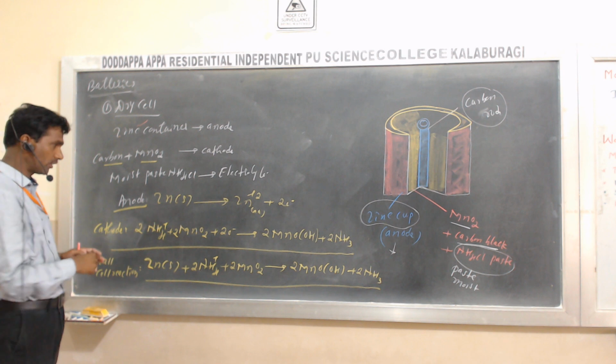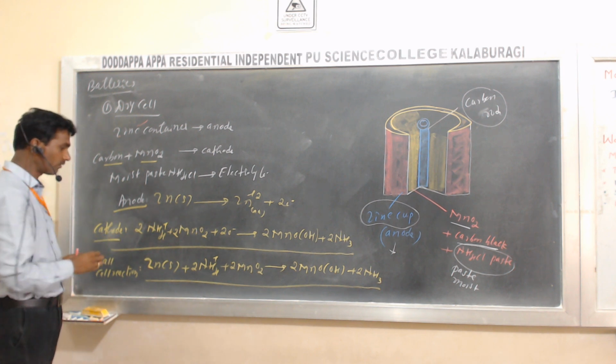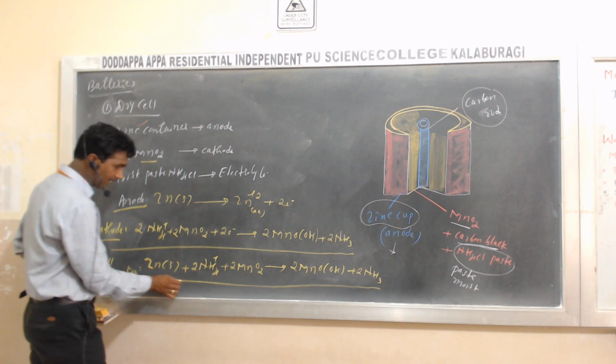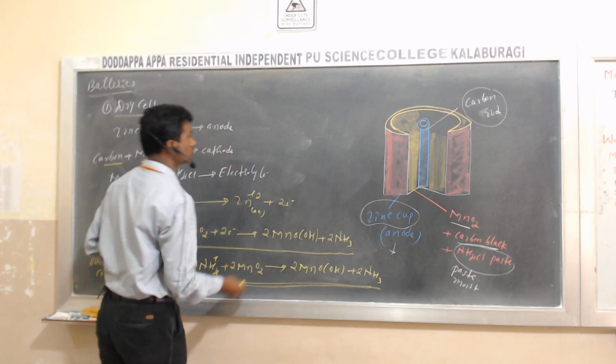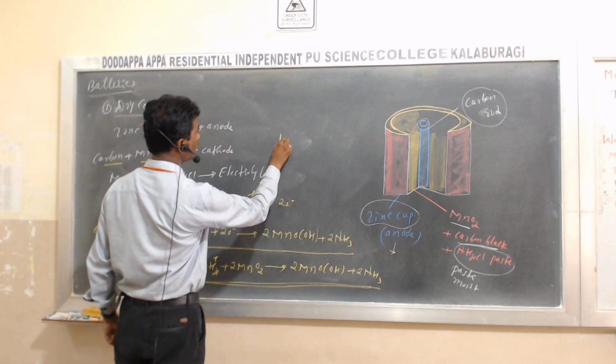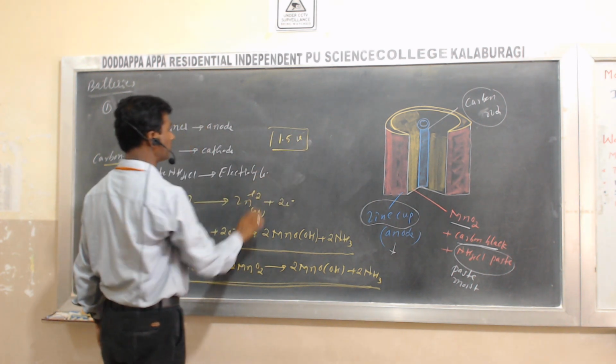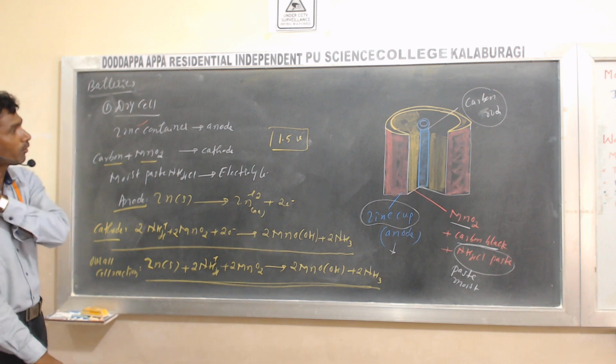First you have to write the anodic reaction, next the cathodic reaction. Once the anodic and cathodic reactions are over, we can write the overall cell reaction. It produces voltage of about 1.5 volts.